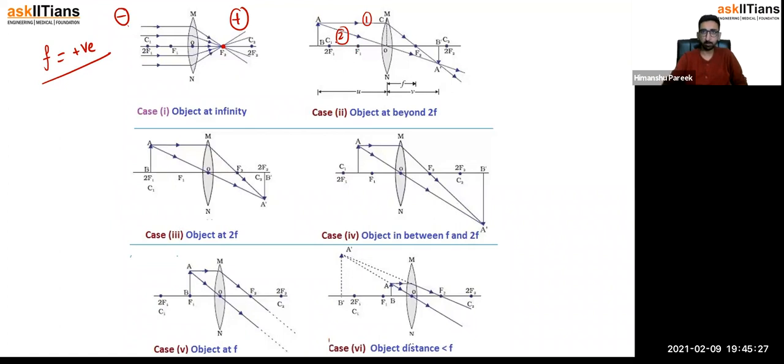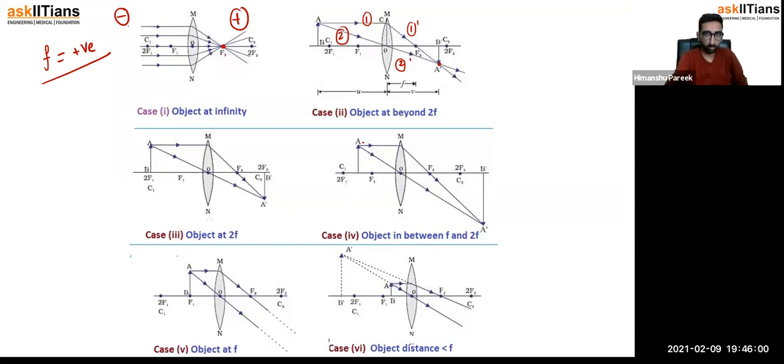So light ray which will pass through the optical center, it will go straight. So this light ray is going straight. And the place where this refracted light ray 1 and refracted light ray 2 are intersecting, that would be the image. So in the second case, you can see the image is inverted, as well as it is smaller in the size, right? Okay. And also we can say, yeah, it's smaller in the size.